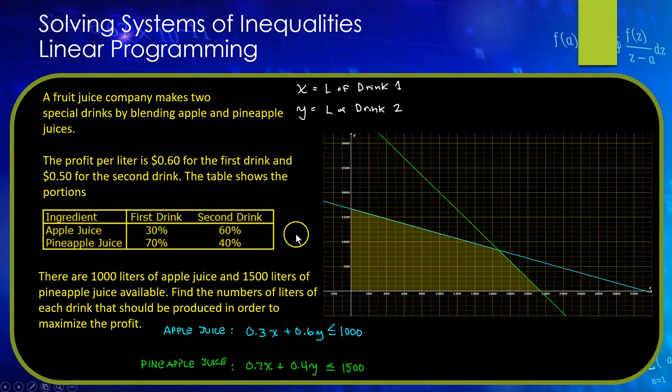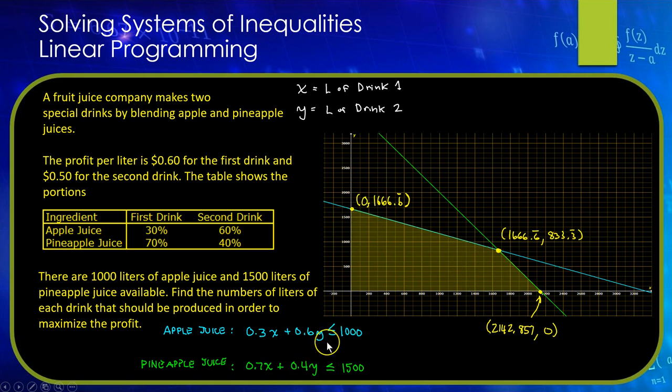So what I first want to do is determine where these corner points are. Now, I have 0, 0 as a corner point, but again, I'm not going to even bother testing that one, because if you think about it, if we make 0 liters of drink 1 and 0 liters of drink 2, we're not going to have any drinks to sell. I'm not going to make any profit. So obviously, 0, 0 is not going to produce the maximum profit. So I want to determine where these intersection points are.